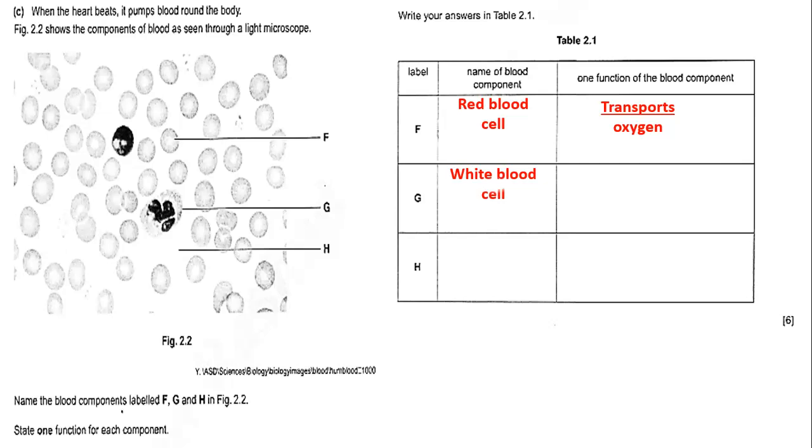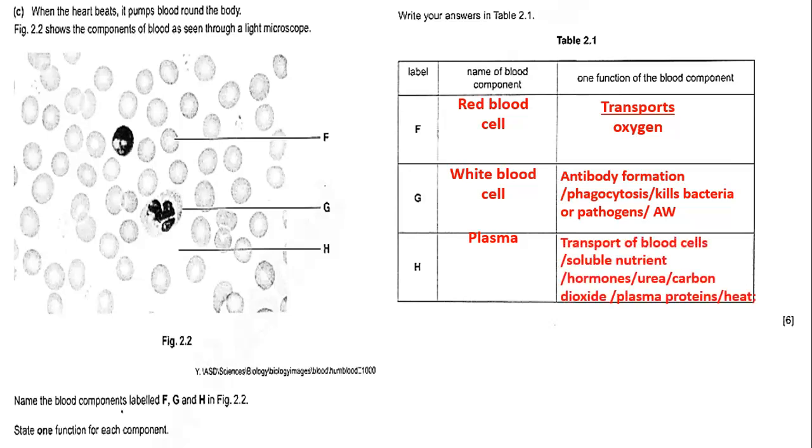And white blood cells, which is G: antibodies formation, phagocytosis, killing bacteria or pathogens. AW means any words. So any wording will be accepted if it is explaining the function correctly. And then H, which is the plasma. The function here is transport of blood cells, soluble nutrients, hormones, carbon dioxide, plasma protein, everything that the plasma carries.